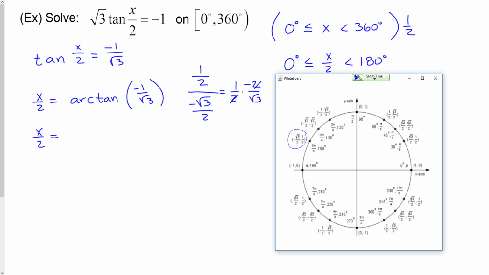It turns out there's only one of these. So that is 150 degrees. So there's only one answer on this interval from 0 to 180. Now, to expand that, we just need to double this. So I'm going to multiply both sides by 2. So x equals 300 degrees. So this is the only angle measure on the interval from 0 to 360 that I can divide by 2 and end up with a tangent of -1 over root 3.